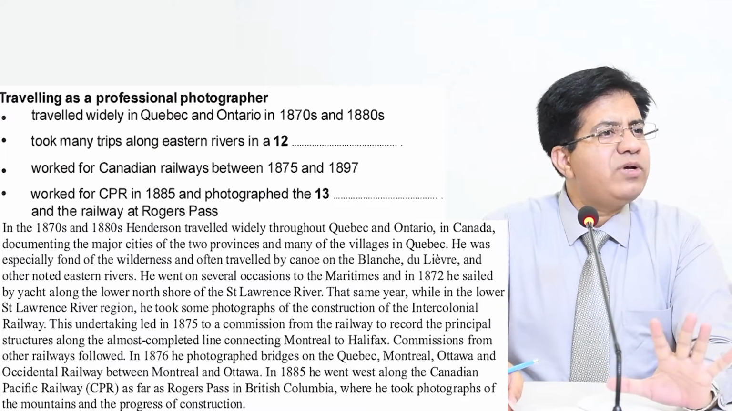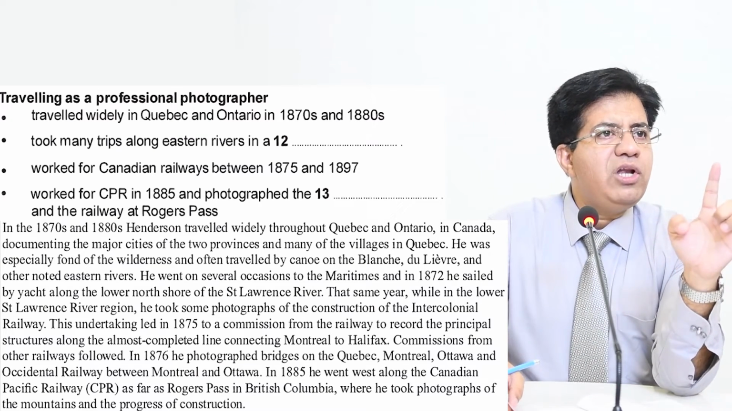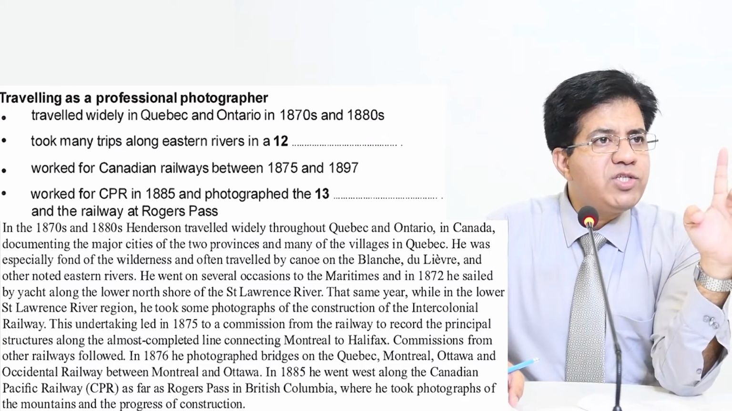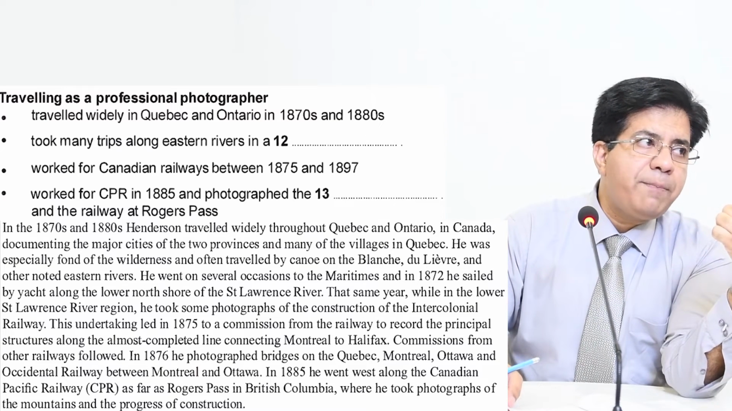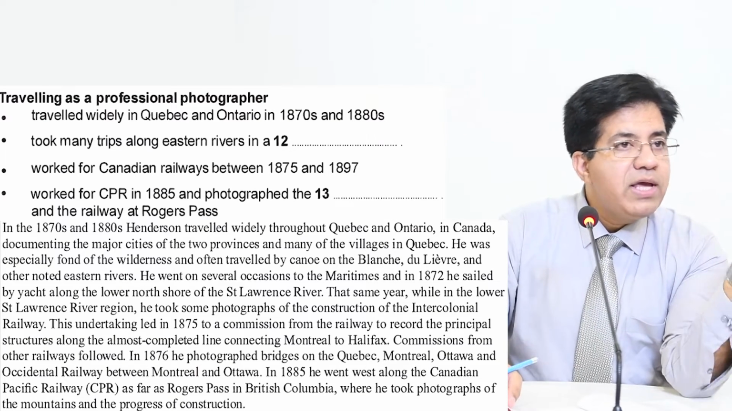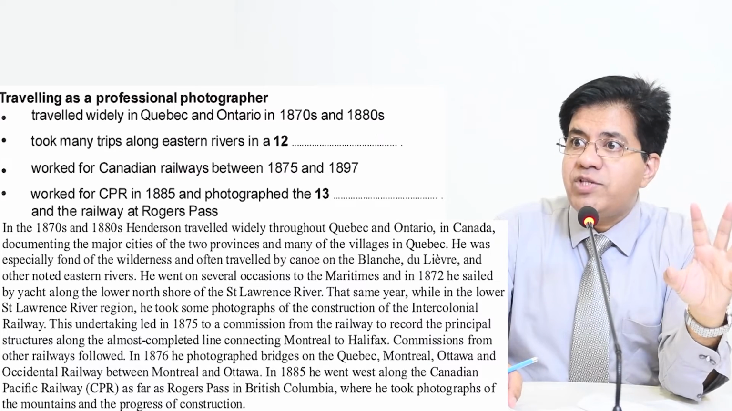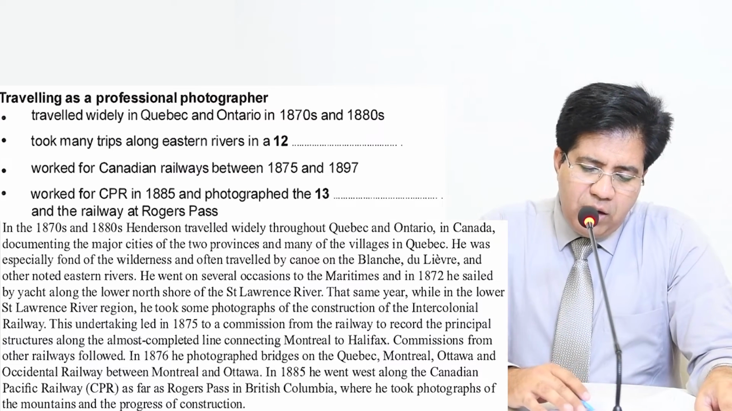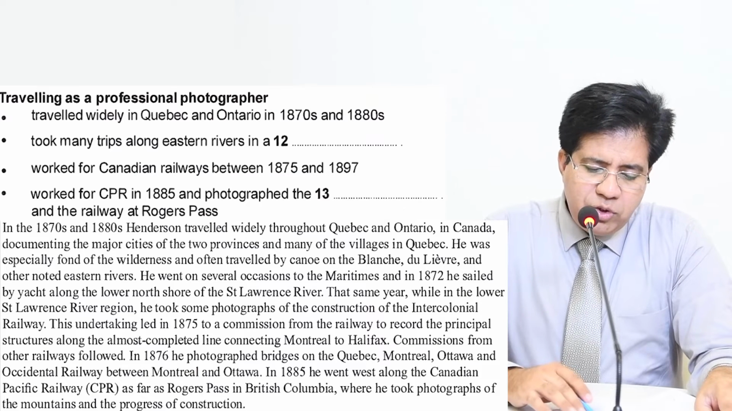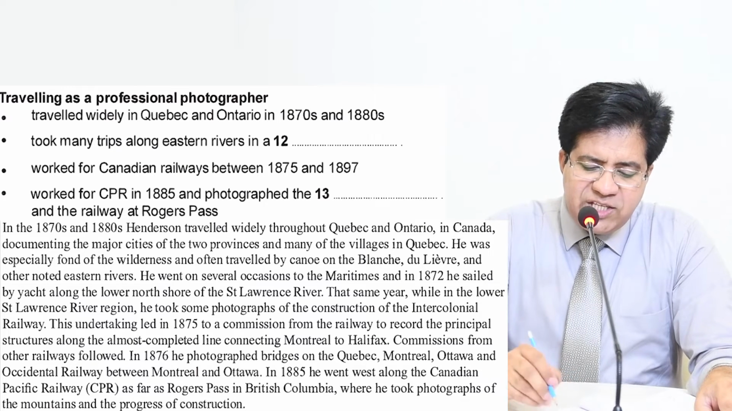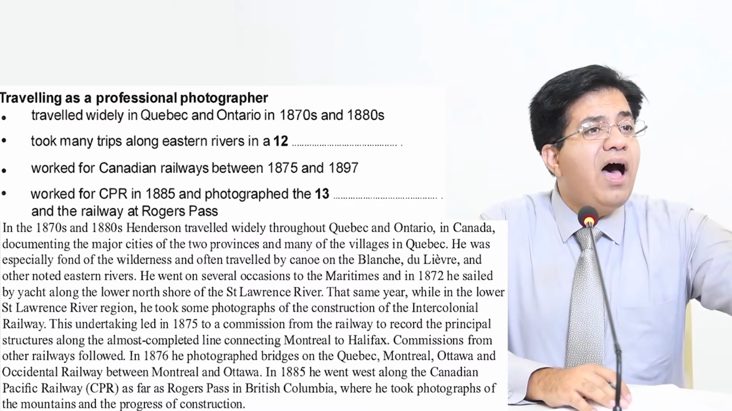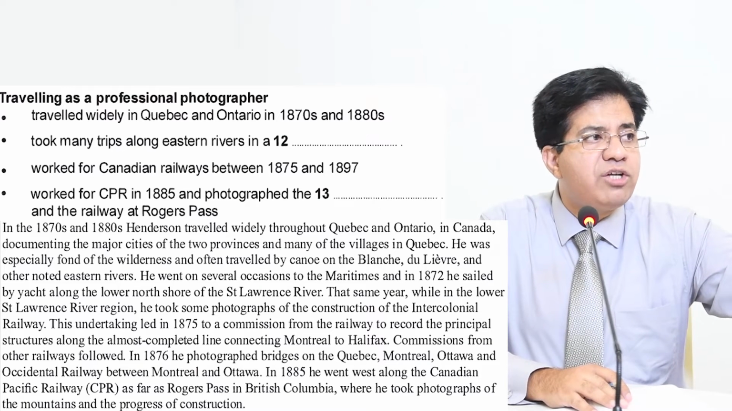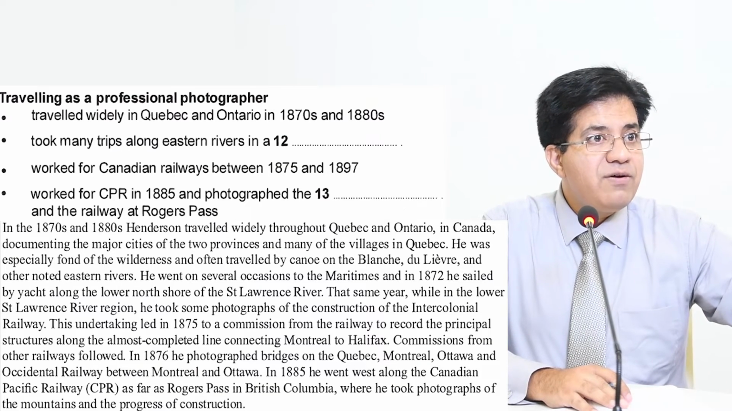So, it's a very good idea from the question, look for clue word. Don't read the question, look for clue word. Go back to the passage, mark the clue word. Come back to the question, read the question again with clear understanding. Now, let's read it. Okay, question number 12. Took many trips along eastern rivers in a dash, mode of transportation for river, for water.